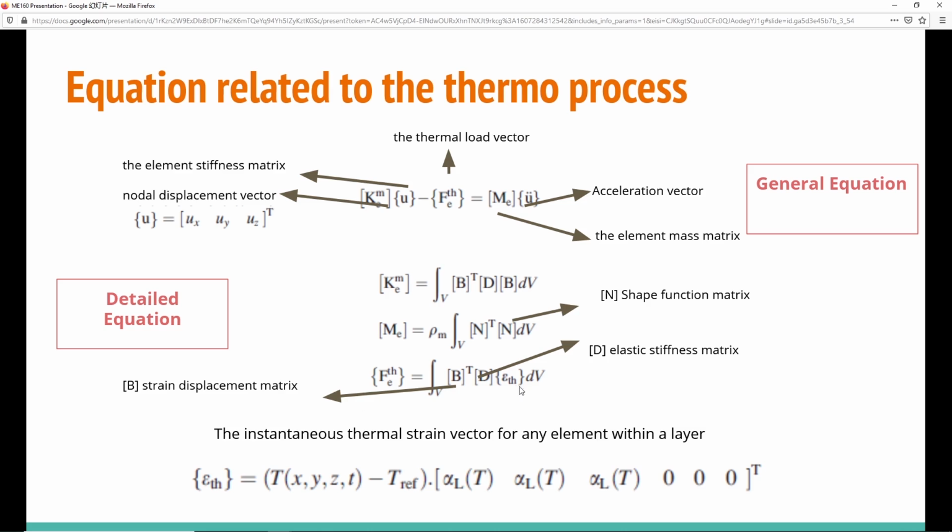So lastly here, as you can see, there's another element, epsilon th. That's the instantaneous thermal strain vector for any element within a layer. We can express it like this, the equation at the bottom, where T reference is the reference strain free temperature, and the alpha will be the temperature dependent thermal coefficient of the metal.